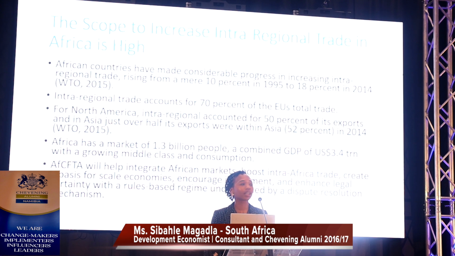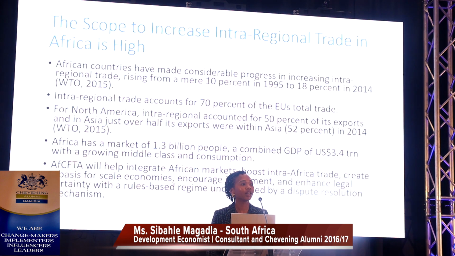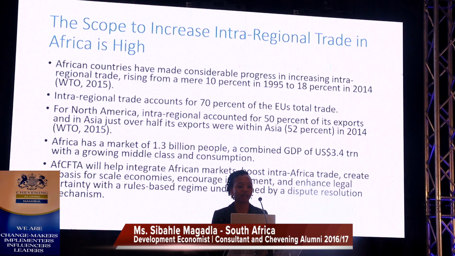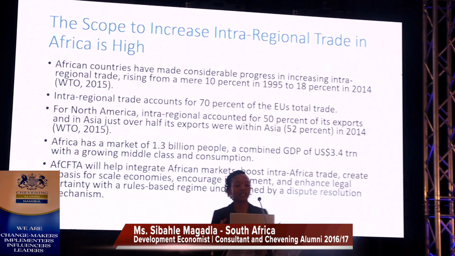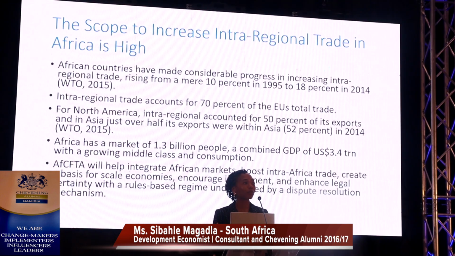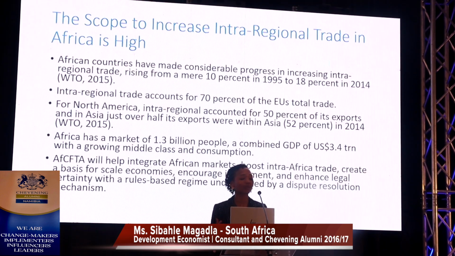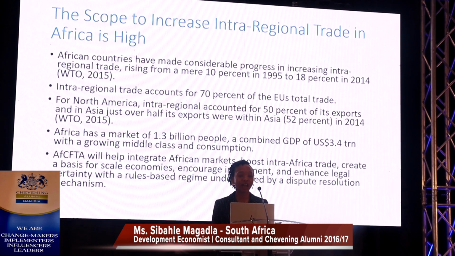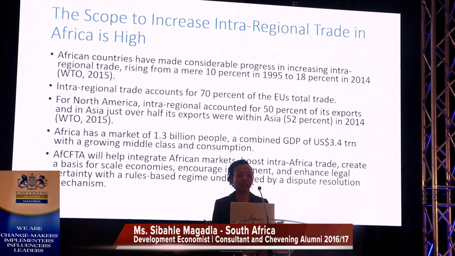So if you look at the case of North America, intra-regional trade accounts for 50% of total exports, right? Same thing in Asia. Whereas in Africa, it's a different story, even though we're such a big internal market. A market of about 1.3 billion people, with a combined GDP of 3.4 trillion USD. We have a growing middle class, and we're consuming, right?